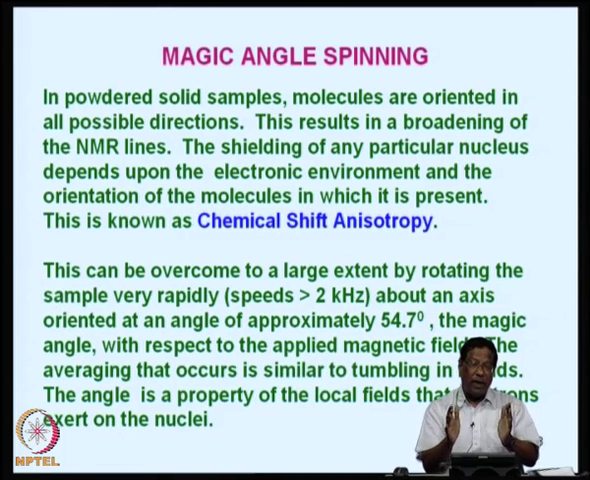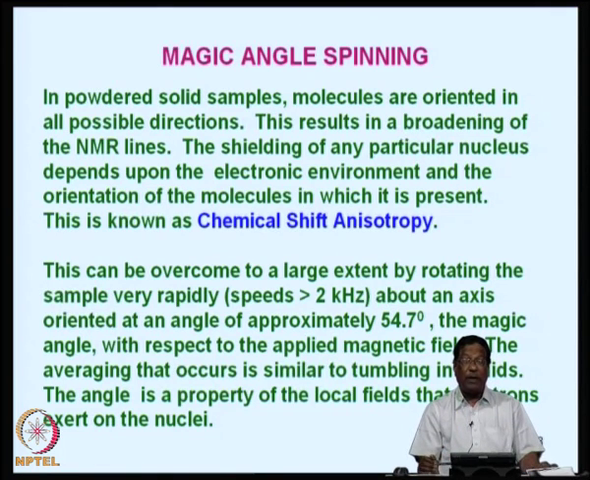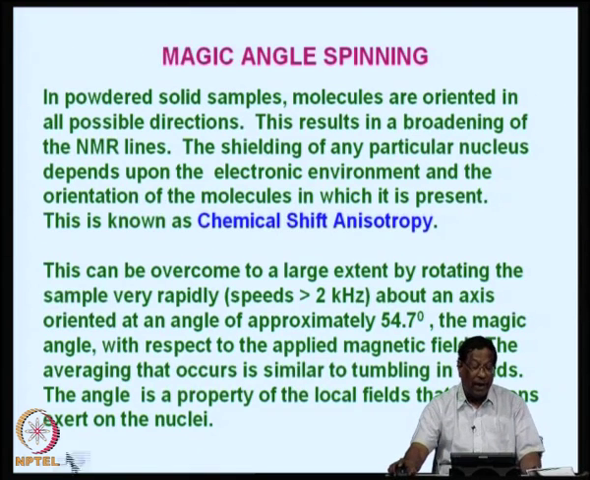This kind of broadening of NMR spectrum can be overcome to a large extent by rotating the sample very rapidly, of the order of more than 2 kilohertz, about an axis oriented at an angle of 54.7 degrees. This is known as the magic angle with respect to the applied field. The averaging that occurs is similar to tumbling in liquids, and the angle is a property of the local fields that electrons exert on the nuclei.